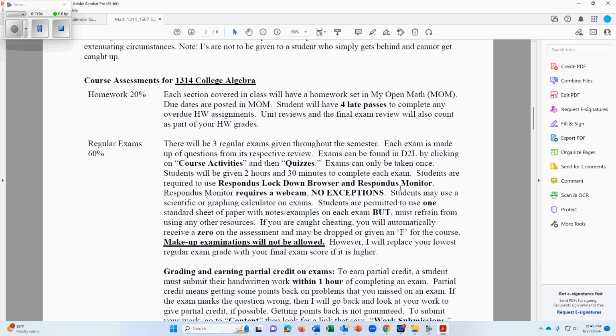So on the exams, let's just finish this part. Students may use a scientific or graphing calculator on the exams. Students are permitted to use one standard sheet of paper with notes and examples on it.